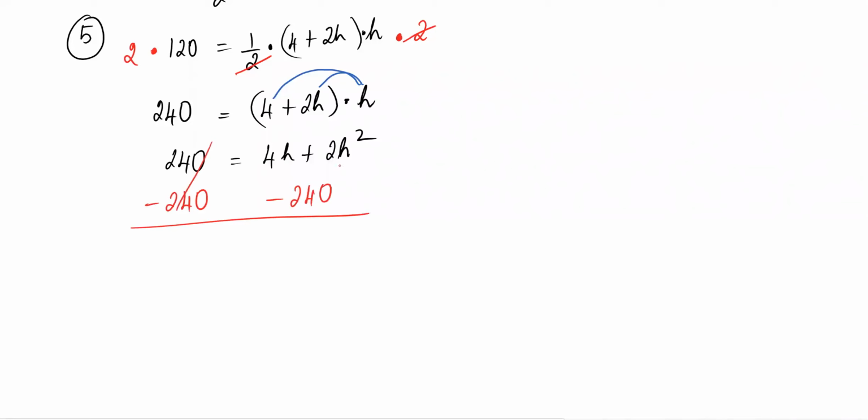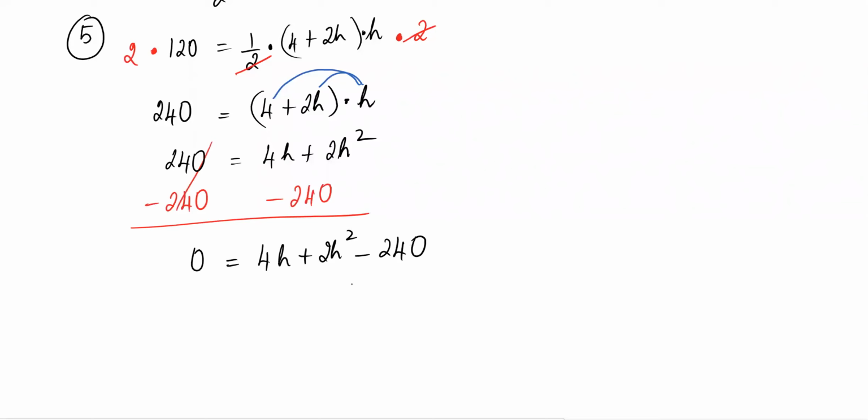Well, there is no like term on the right side, so this is basically a 0 here. 4H plus 2H squared minus 240. It doesn't combine with anything else. All right, now we can see that it's beginning to resemble our quadratic equation. We need to do a little cleanup.